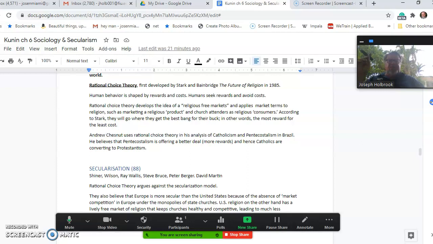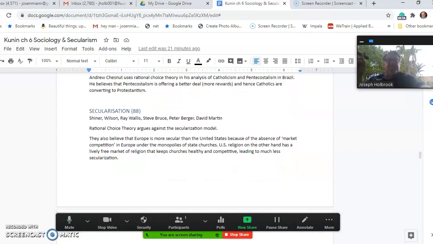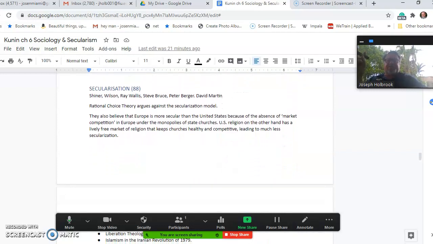Andrew Chesnut uses rational choice theory in his analysis of Catholicism and Pentecostalism in Brazil. He believes that Pentecostalism is offering a better deal, more rewards for less cost, and hence Catholics are converting to Protestantism in Brazil and Latin America. This brings us to the second part, which is secularization. Some of the theorists that the chapter reviews are Shiner, Wilson, Ray Wallace, Steve Bruce, Peter Berger, and David Martin.